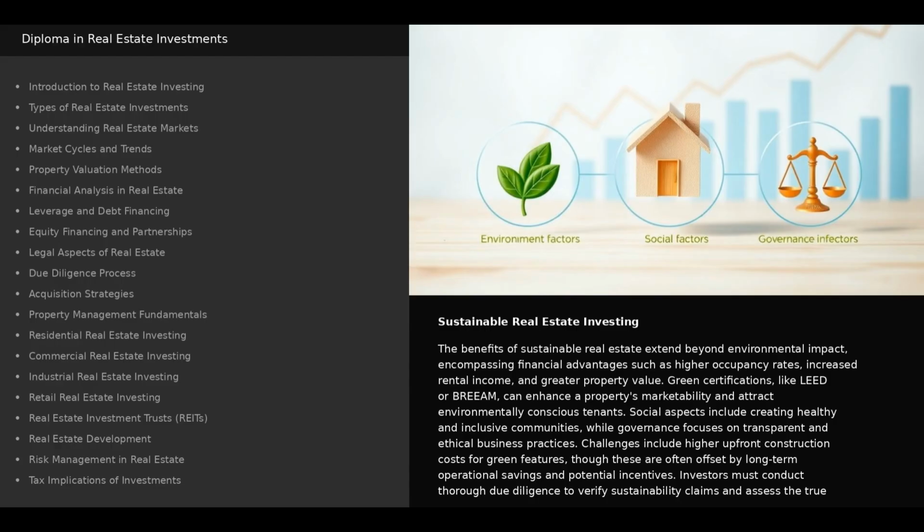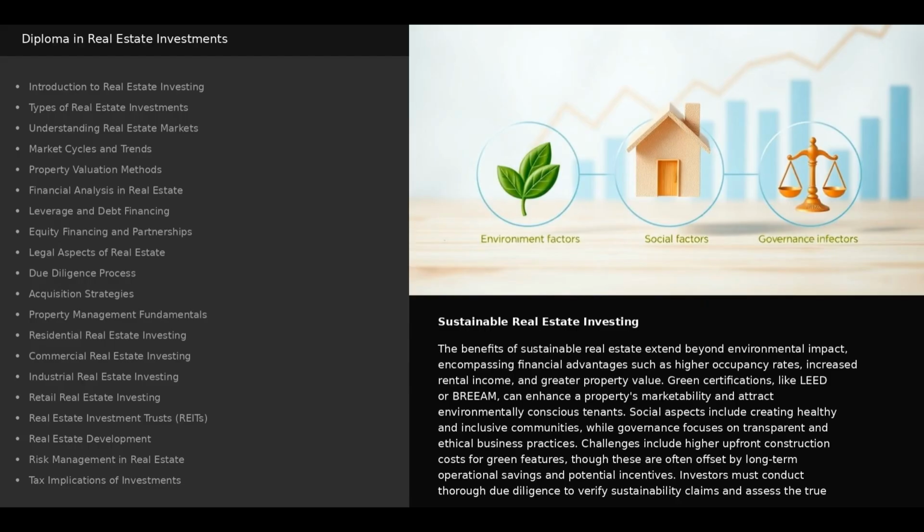Challenges include higher upfront construction costs for green features, though these are often offset by long-term operational savings and potential incentives. Investors must conduct thorough due diligence to verify sustainability claims and assess the true impact of green initiatives.